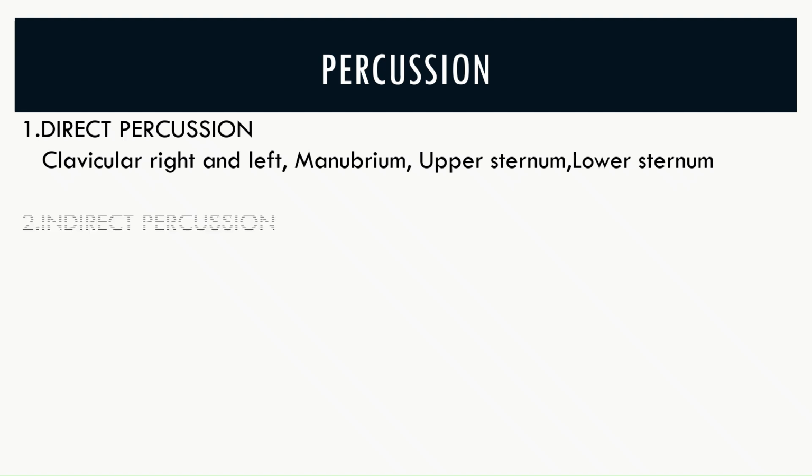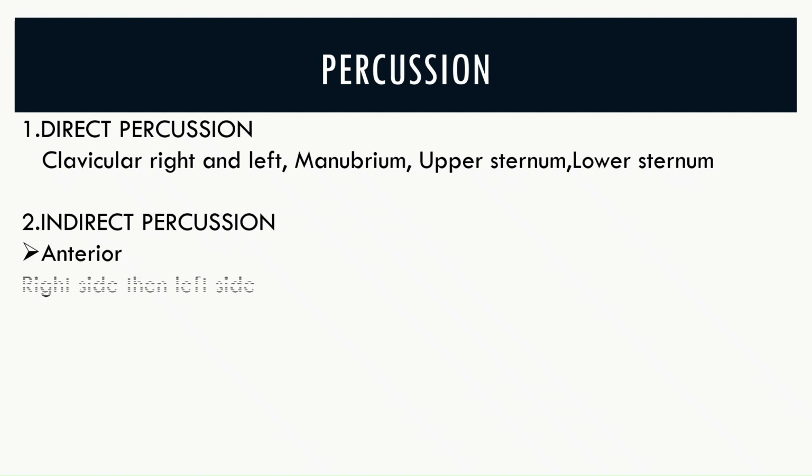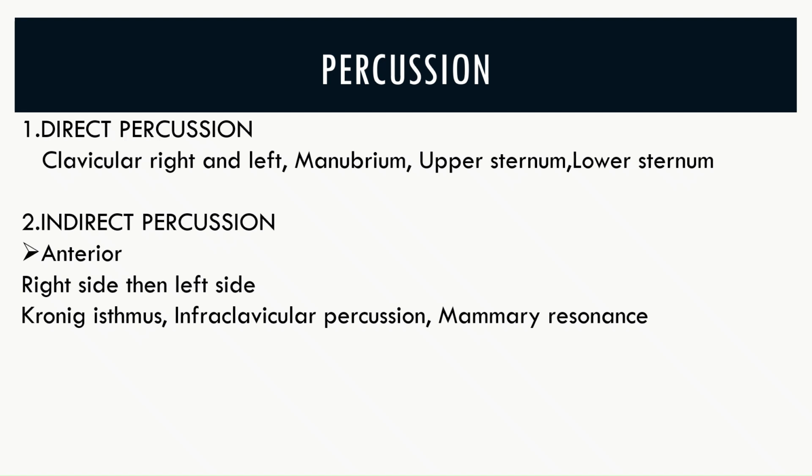Indirect percussion is a standard method used in respiratory examination. Anteriorly, percussion is performed first on right and then on left side to compare both lungs. Kronig's isthmus represents narrow band of lung resonance above clavicle. Percussion is then performed over infraclavicular region followed by mammary region to assess lung resonance.